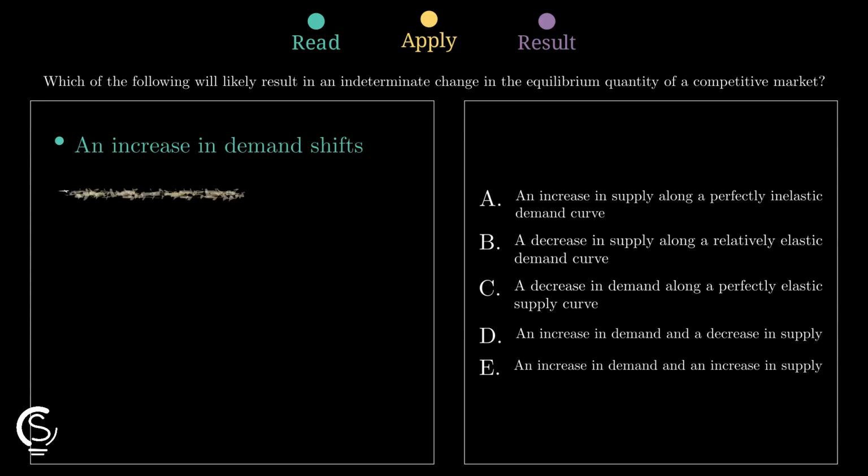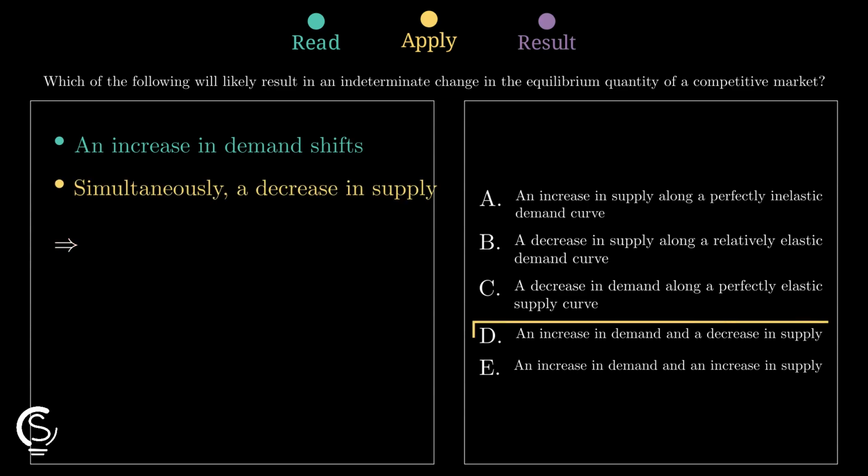Because these shifts pull quantity in opposite directions, the result is indeterminate. This makes option D the only logical choice.